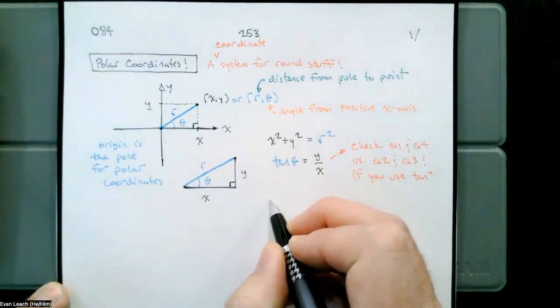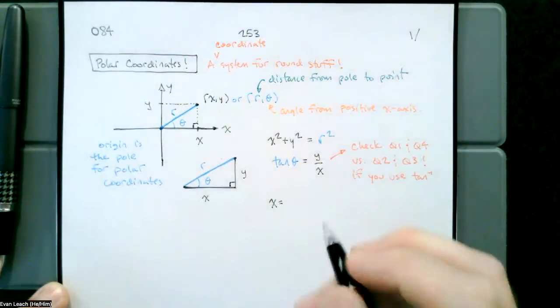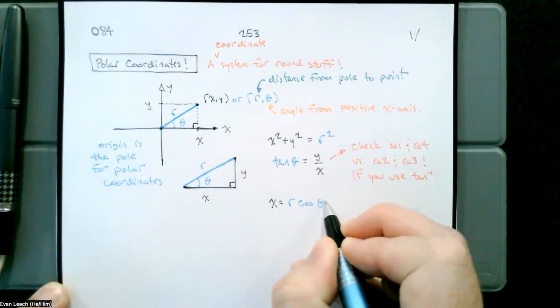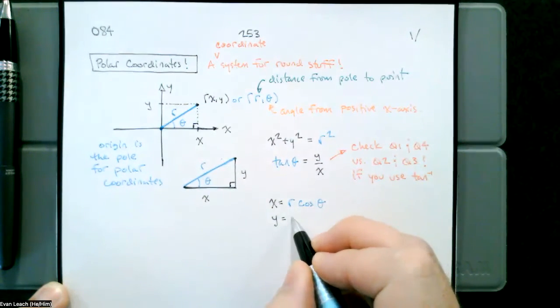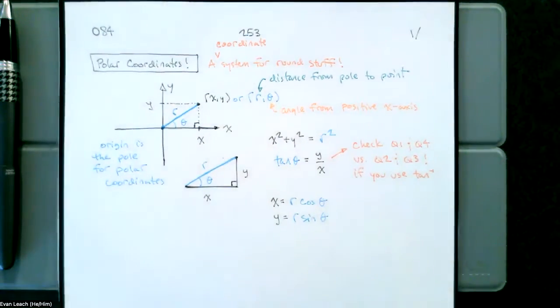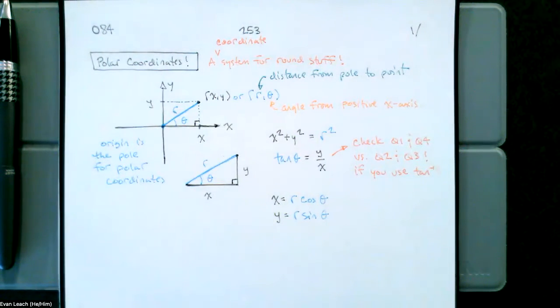So we can say that x is r times the cosine of theta. And y is r sine theta. So we can use x and y to find r and theta, or we can use r and theta to find x and y. We can translate back and forth. The one thing that we'll have to be careful about is our quadrants when we use tangent inverse. Any questions?